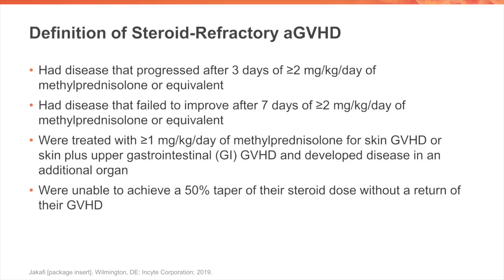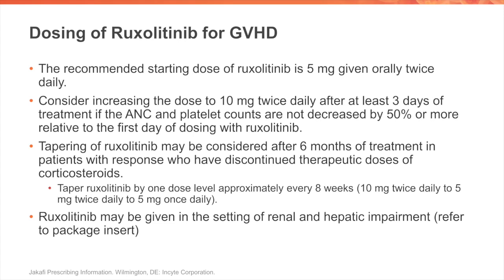The definition of steroid-refractory acute GVHD used in the study of ruxolitinib is shown on this slide. Patients were also considered steroid refractory if they were unable to achieve a 50% taper of their steroid dose without return of their GVHD. The recommended starting dose of ruxolitinib is 5 milligrams twice daily. Patients that tolerate this and have adequate counts can be increased to 10 milligrams twice daily.